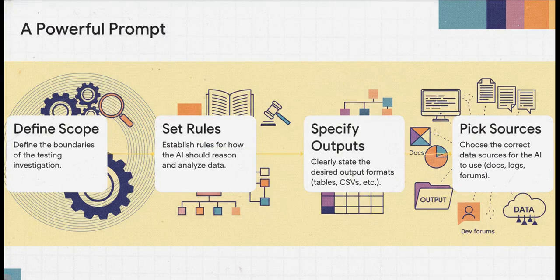And this whole process really breaks down into 4 simple, repeatable steps. First, you define the scope of what you're looking for. Then, you set the rules for how the AI should think about the data. Third, you specify exactly what you want it to spit out at the end. And finally, you point it to the right sources, whether that's raw logs, internal docs, or even developer forums.